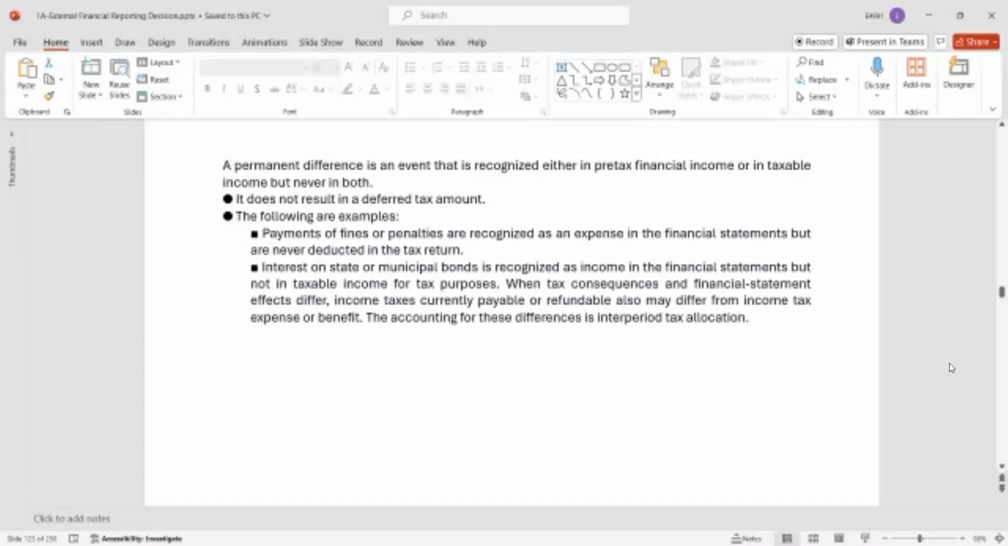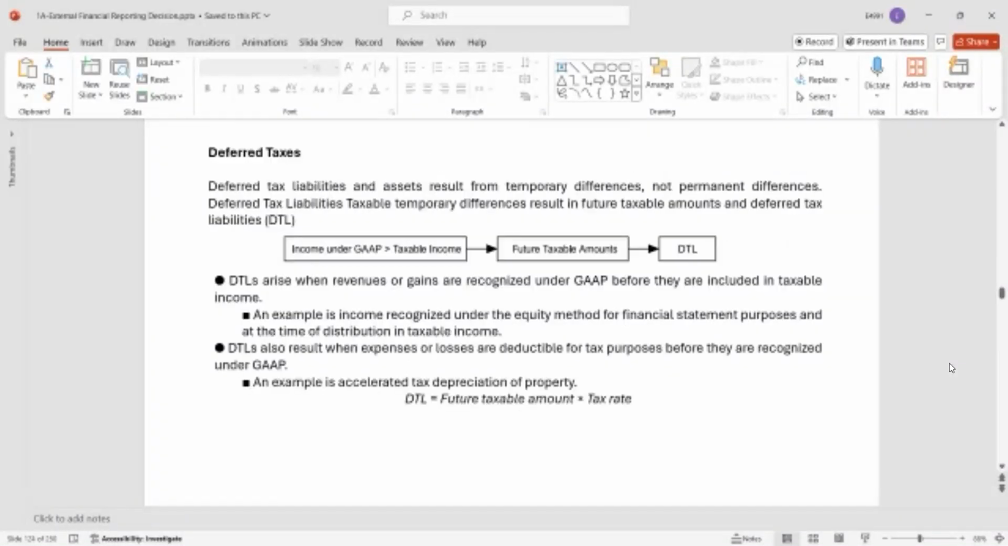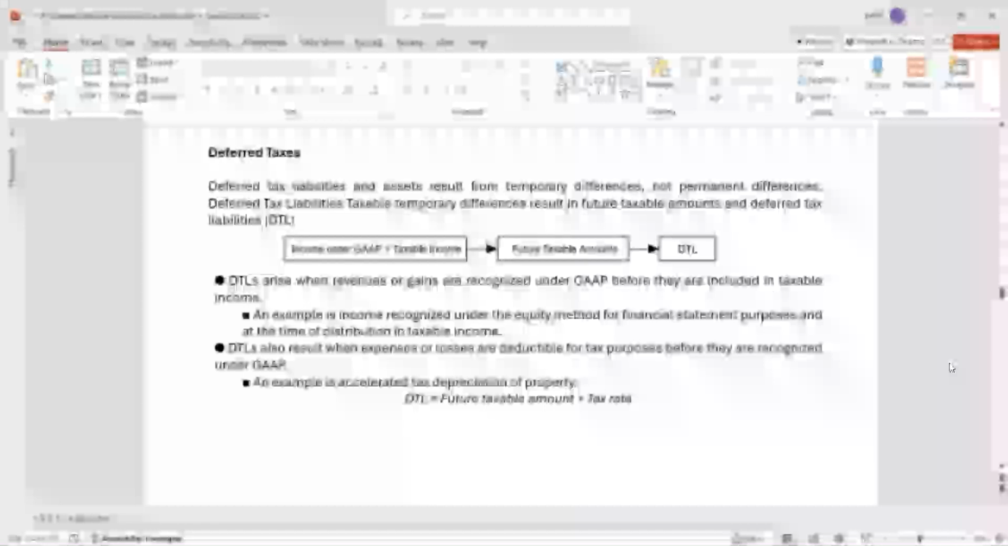When tax consequences and financial statement effects differ, income tax currently payable or refundable may also differ from income tax expense or benefit. The accounting for these differences is inter-period tax allocation. Deferred taxes. Deferred tax liabilities and assets result from temporary differences, not permanent differences. Deferred tax liabilities. Tax temporary differences result in future taxable amounts and are deferred tax liabilities.